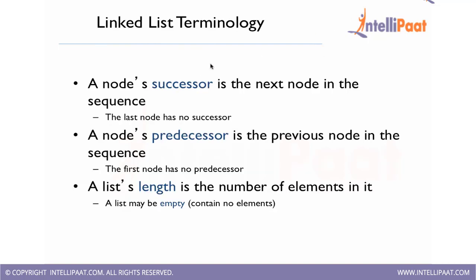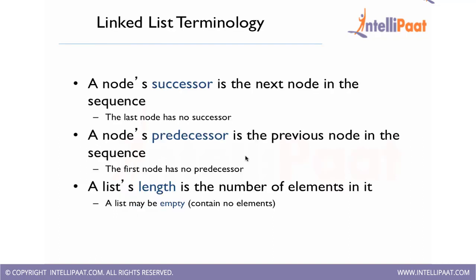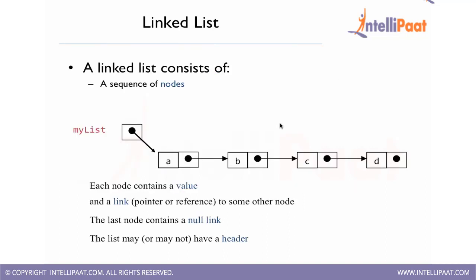So what is the terminology that we use in a linked list? A node's successor is the next node in the sequence. So the next node in the sequence is the successor of the node. So B is the successor of A, C is the successor of B, and so on. The predecessor is the previous node of the sequence. So A is the predecessor of B, B is the predecessor of C.